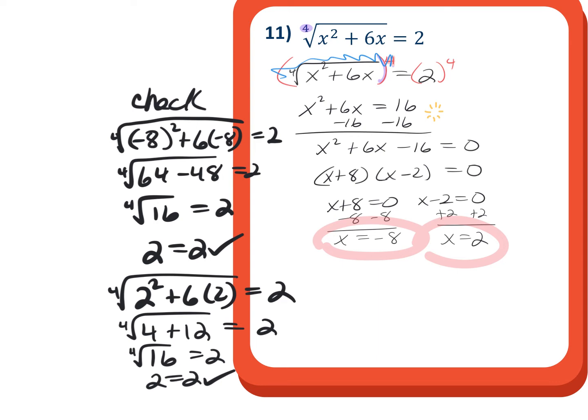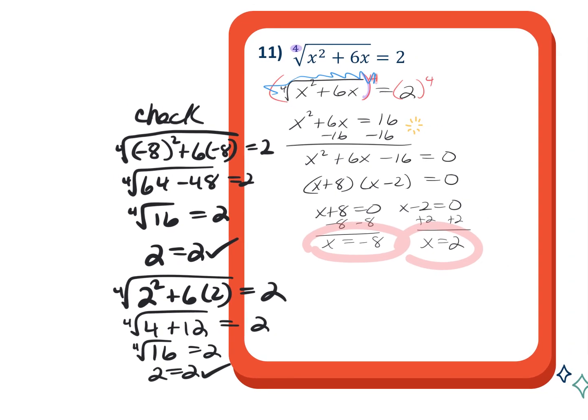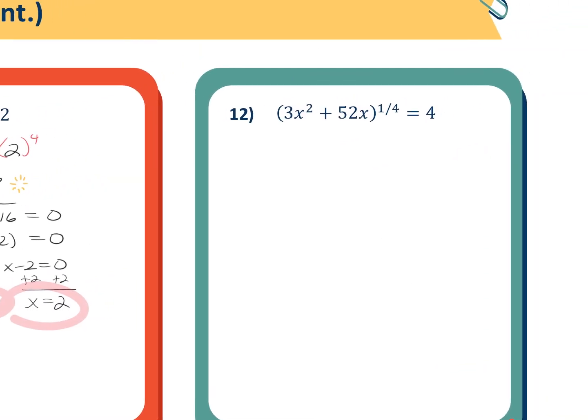Next one is raised to a power of 1/4. So I'm going to raise both sides to the reciprocal power. And the reciprocal of 1/4 is positive 4. Try this one. So again, let me rewrite. 3x squared plus 52x, raised to the 1/4 power, equals 4. So in order to get rid of that power, I'm going to raise both sides to the 4th power. So that will cancel this because it just becomes a 1.